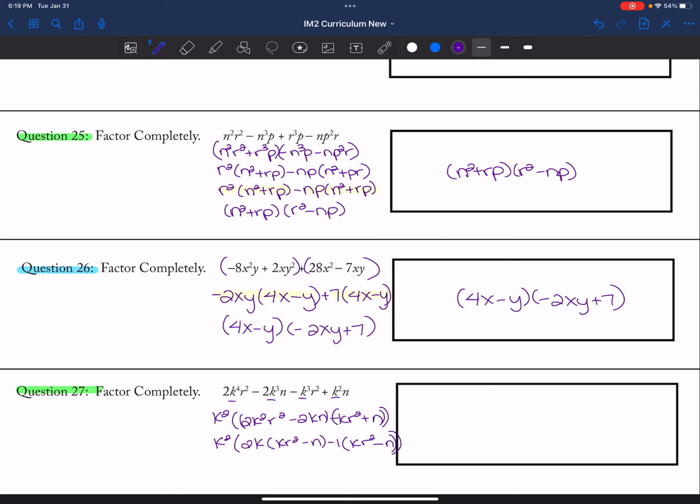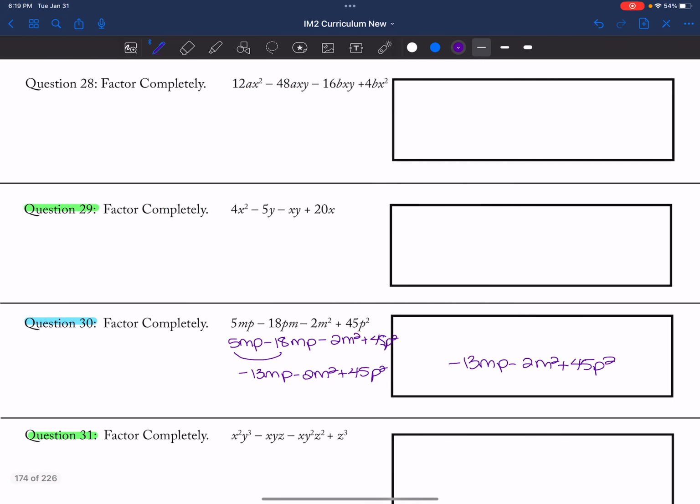So now what's in common on the inside here is k r squared minus n. So I have a k squared. Oh my gosh, so many k's. Okay, so k r squared minus n, and then times 2k minus 1. So this is k squared, k r squared minus n, times 2k minus 1. Okay, sorry about that. We do have to factor out the greatest common factor to start off with. Okay, so 29, almost there.